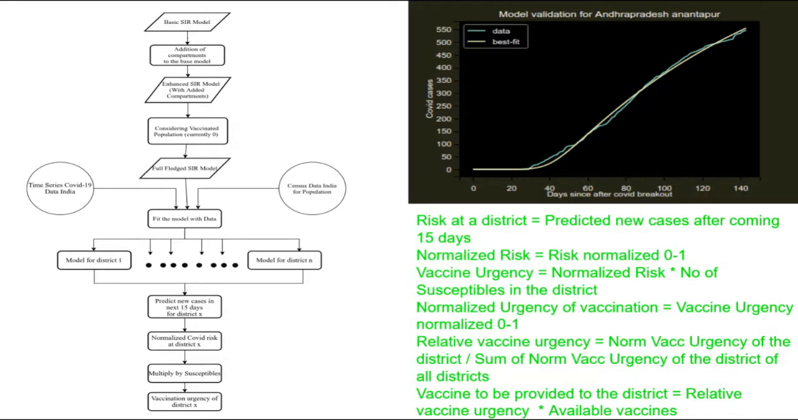So I'll be explaining the backend part of our code, which comprises a model that takes in the district-wise COVID statistics of India, and it estimates the urgency of vaccination in that district. So you can see here's the flow chart of our model, how we made it.